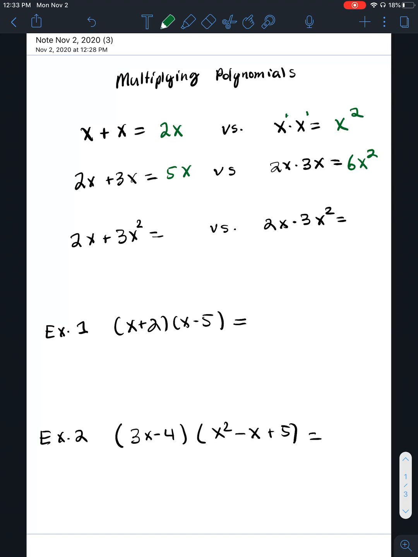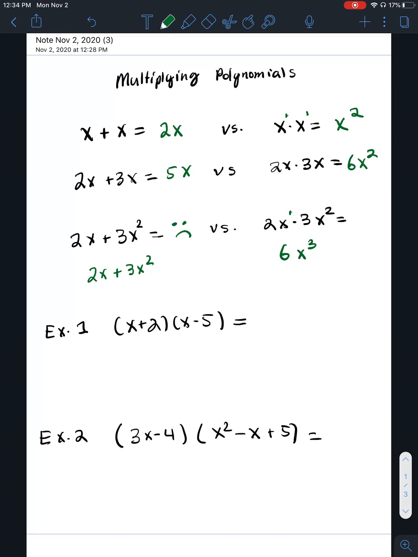Next example is 2x plus 3x squared. I will put a sad face because there's nothing that we can do. Both of these are different terms. 2x plus 3x squared just equals 2x plus 3x squared. It's the same exact thing because there's nothing else we can do to simplify this problem. But on the one to the right, we have 2x times 3x squared. Once again, 2 times 3 is 6. X times x squared is x cubed, because don't forget, there's that little 1 there, and if we add the exponents, we get a 3.